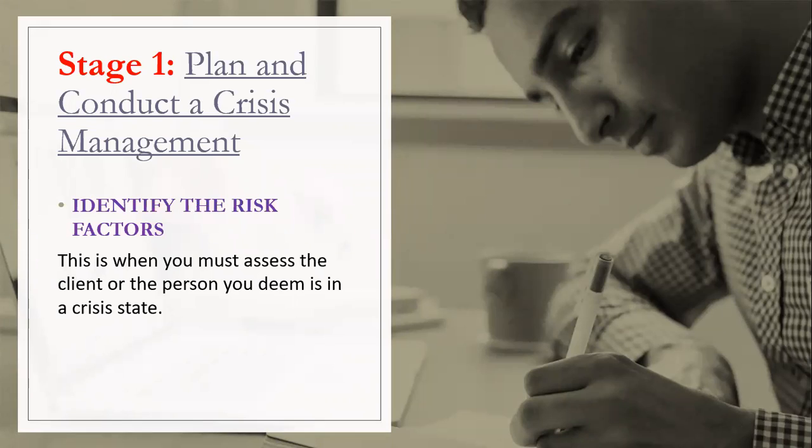So stage 1, plan and conduct a crisis management. This is where you identify the risk factors. This is when you must assess the client or the person you deem is in a crisis state. You have to determine if this person is in imminent danger. For example, a drug overdose, suicide attempt, sexual assault, violent crime, or domestic violence. If the person answers yes, then you have to inquire further to determine a safety plan for them.